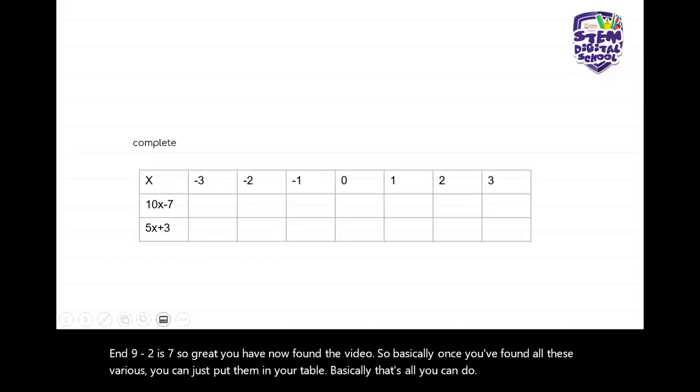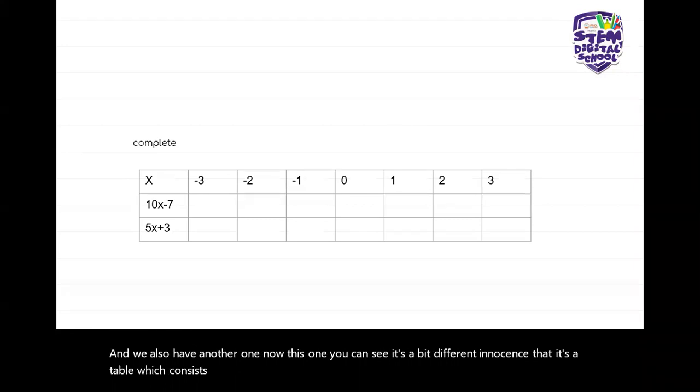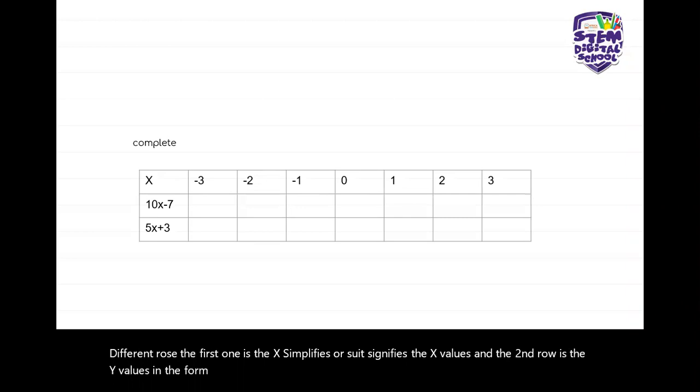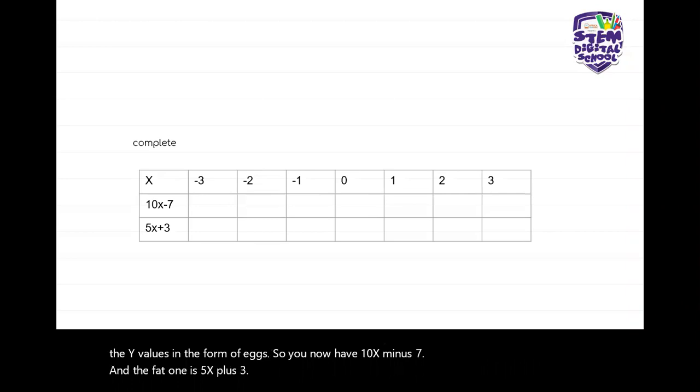And we also have another one. Now, this one is a bit different in the sense that it's a table which consists of about 3 different rows. The first row, x, signifies the x values, and the second row is the y values in the form of x. So you now have 10x minus 7, and the third one is 5x plus 3.